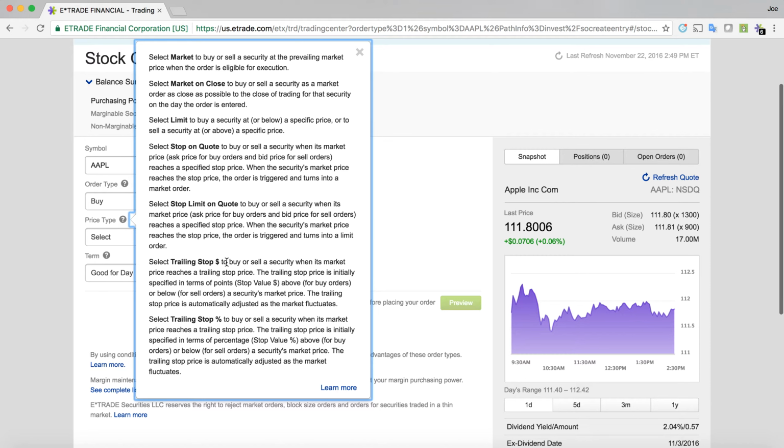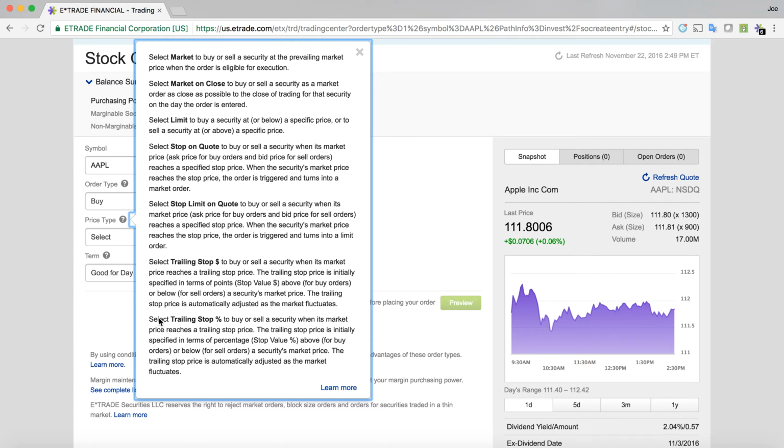Trailing stop dollar is to buy or sell a security when its market price reaches a trailing stop price. The trailing stop price is initially specified in terms of points, stop value dollar, above or below a security's market price. The trailing stop price is automatically adjusted as the market fluctuates. And if you select a trailing stop percentage to buy or sell a security when its market price reaches a trailing stop price, the trailing stop price is initially specified in terms of percentage, above or below a security's market price.